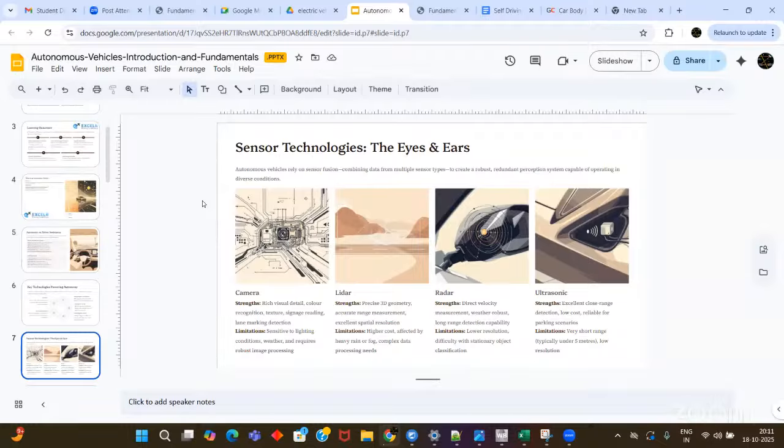I'm audible, right? Yes, sir, you are audible. Okay. So, can anybody say why the sensor technology is called the eyes and the ears? Just write on the chat.